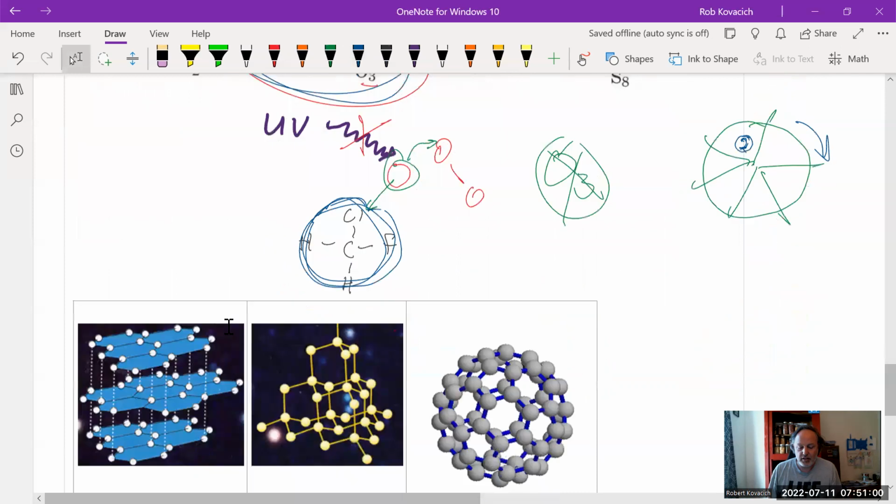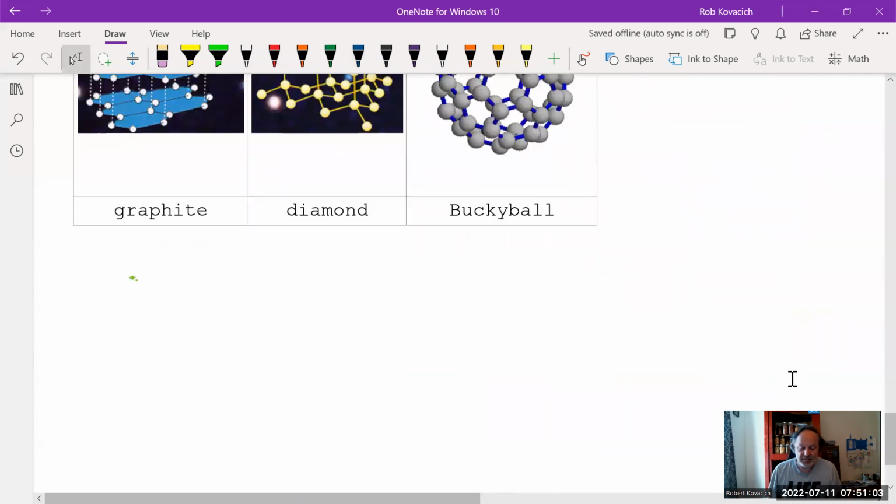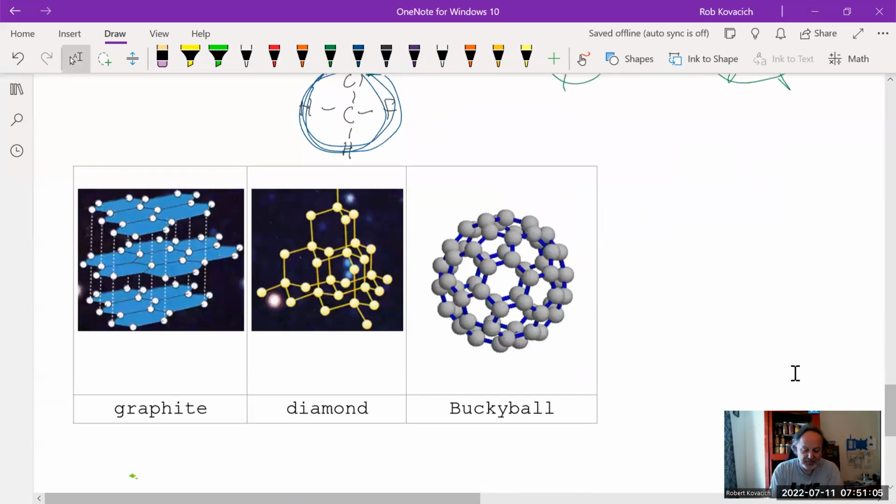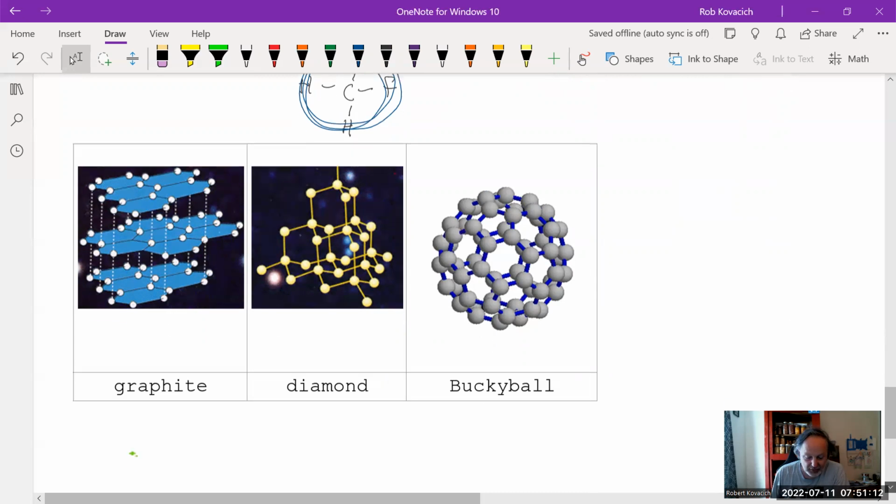All right, are there any other allotropes? Oh, the answer to that is yes. So here's a good one. This is graphite. This is what's in a mechanical pencil or what's in a regular pencil. It doesn't matter if it's mechanical or not.